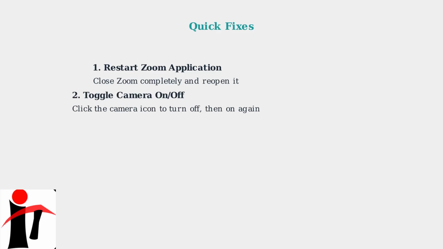When your Zoom camera isn't working, start with these quick fixes that resolve most issues immediately. Next, try toggling your camera on and off within the meeting. This simple action refreshes the camera connection and often resolves temporary glitches.